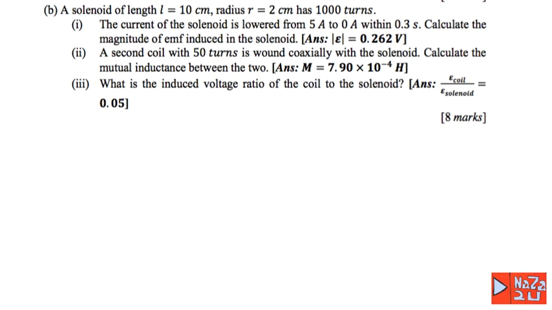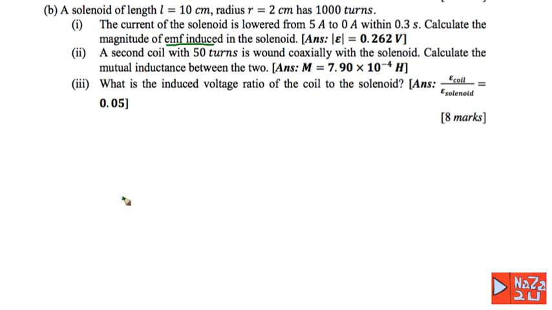Number 1, a solenoid of length 10 centimeter, radius 2 cm and 1000 turns. The current of the solenoid is lowered from 5 to 0 ampere. So meaning this is the decrease of the current flow within 0.3 second. Calculate the magnitude of induced EMF in the solenoid.